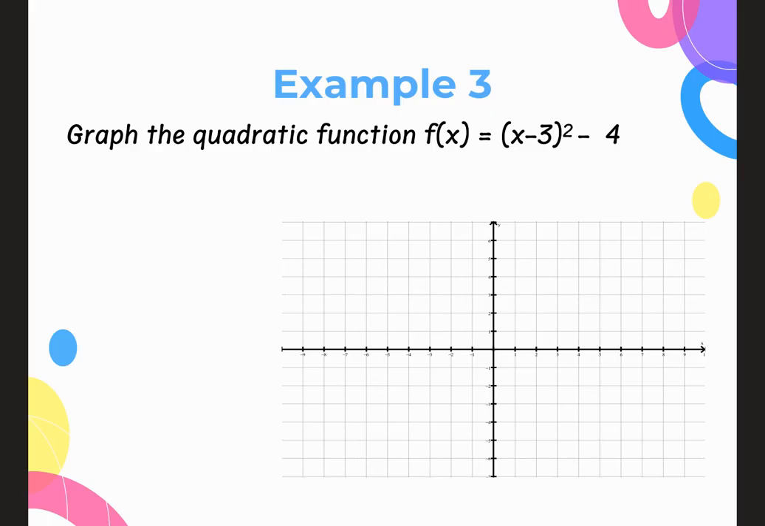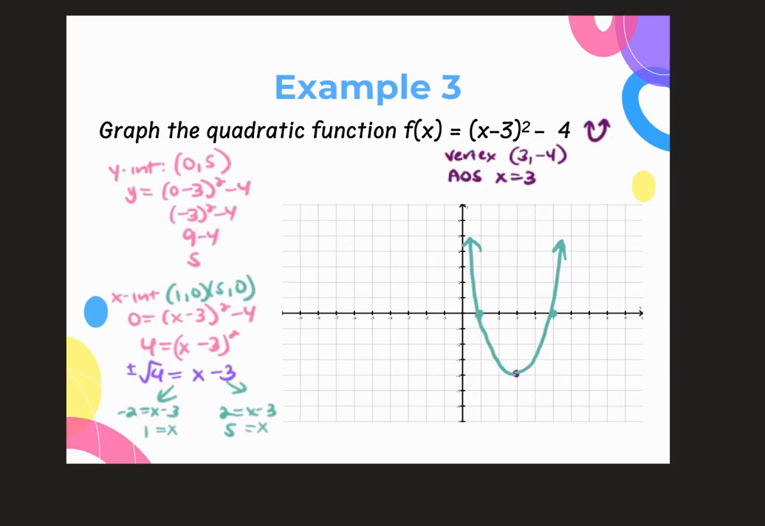Okay, you do it. All right, you should get this, right? So our shifts are to the right 3, down 4. So our vertex is 3, negative 4. Your axis of symmetry is x equals 3. When you find your y-intercept, you plug 0 in for x, you get 5. When you find your x-intercepts, you set it equal to 0, and you should get 1, 0, and 5, 0. These should be symmetric. So if I'm going up and then I go to the right 2, I should also go up and to the left 2. So all those things allow you to check to make sure that you did the right thing.